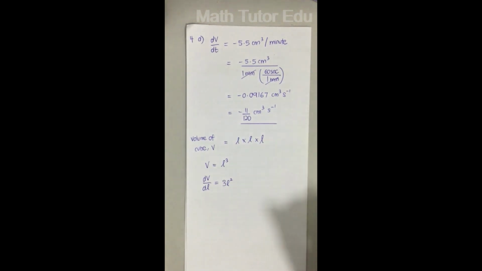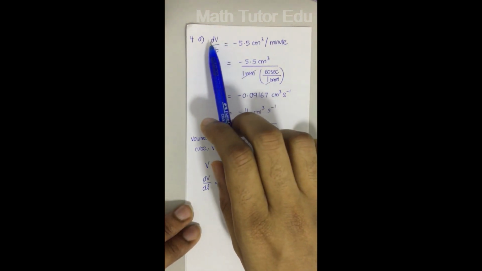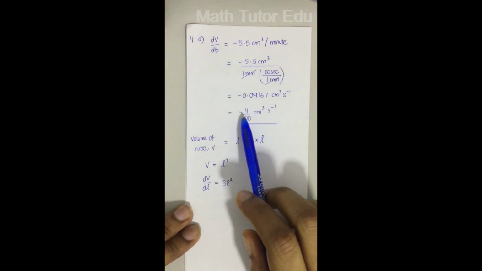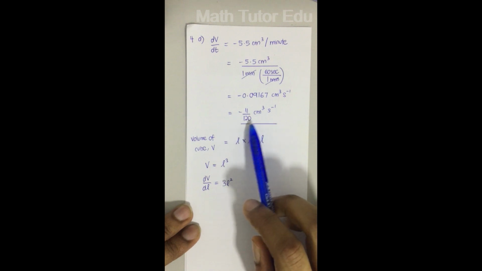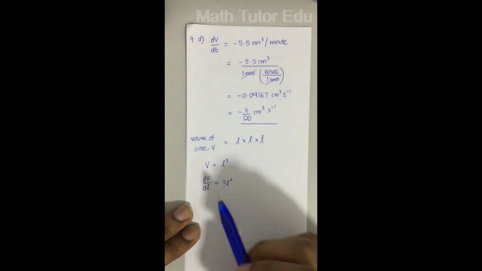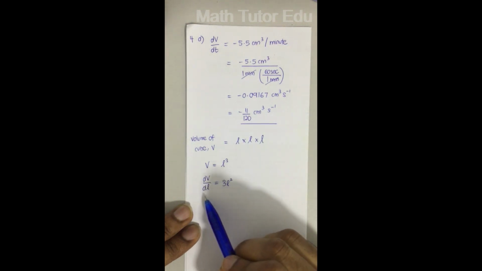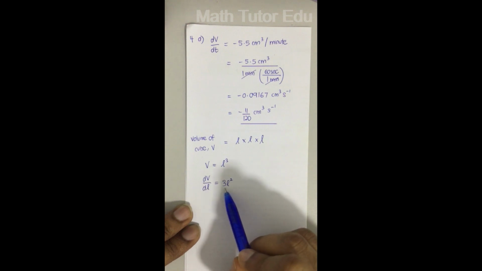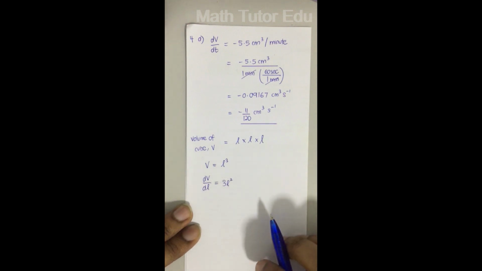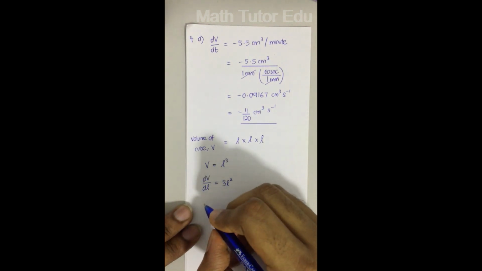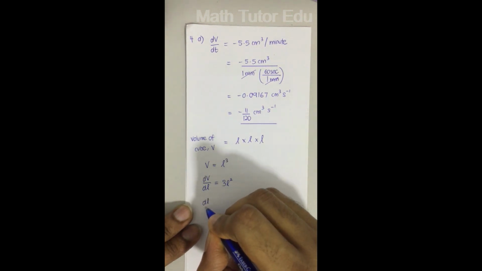So far so good. We have already found dV over dt, which is negative 11 over 120 centimeter cube per second, and we already have dV over dL, which is 3L square. And the question asks us to find the rate of change of the side in centimeter, which in this case is dL over dt.